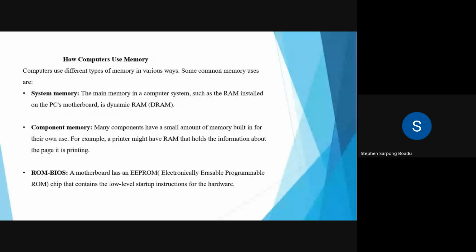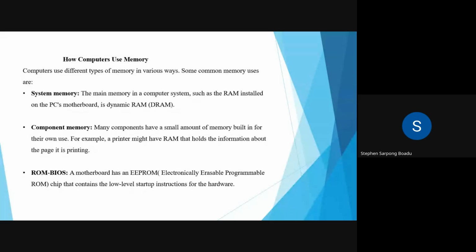Then we have the component memory. So like the components of the computer, right? There are so many components of the computer, but each of them has a memory. So they all don't depend on the main memory of the computer. They all have small memory. Many components have a small amount of memory built in for their own use, right? So although they all use the memory of the computer, they also have their small memories that they can use for their own task, right?